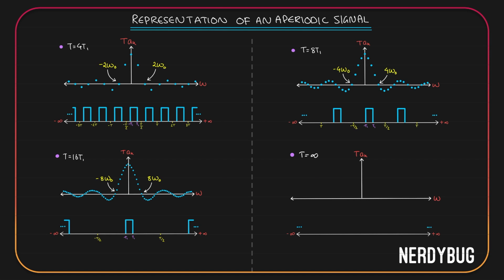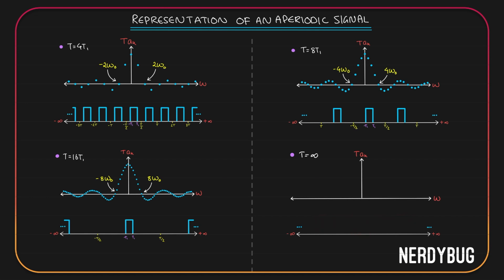Now, let us take another step where time period is infinite. From these three graphs, we can see that as t increases, the pulses in x of t keep moving farther away from each other. That is because one pulse is taking more time now because t is increasing. So if we make t equals infinity, one pulse itself will need infinite time on both sides for its time period.